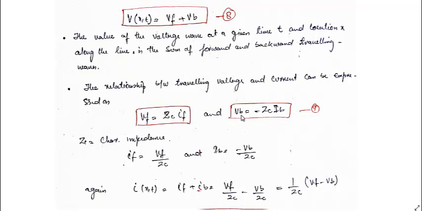Similarly, Vb, the backward traveling wave, is equal to minus Zc into Ib. It is minus because the current Ib will be flowing toward the backward end. At any point, this backward voltage will be equal to minus Zc into Ib, because the direction of the current is now reversed. Zc is the characteristic impedance of the line. So from here, If is equal to Vf by Zc and Ib is equal to minus Vb by Zc.